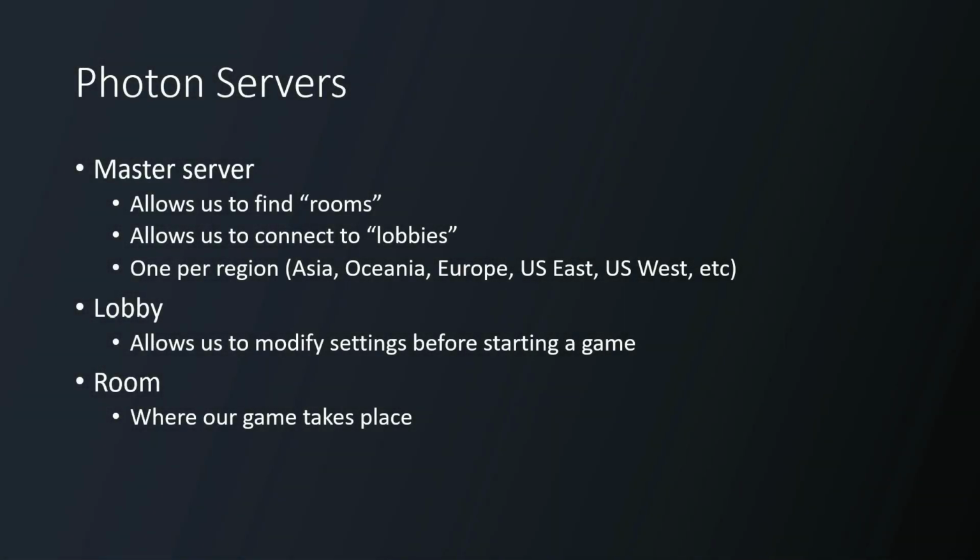In order for us to create a Photon room, we must first connect to the Photon master server. The master server allows us to find other games in the same region, as well as create our own game. We won't be using lobbies in this tutorial, but these can be used to modify settings before we start a game. A room is where our game takes place. Let's look at how we create a room.